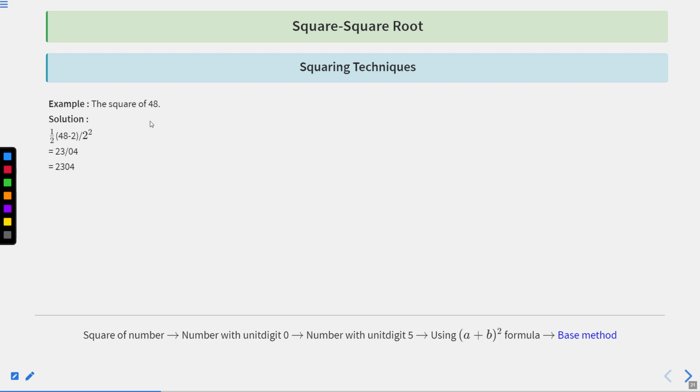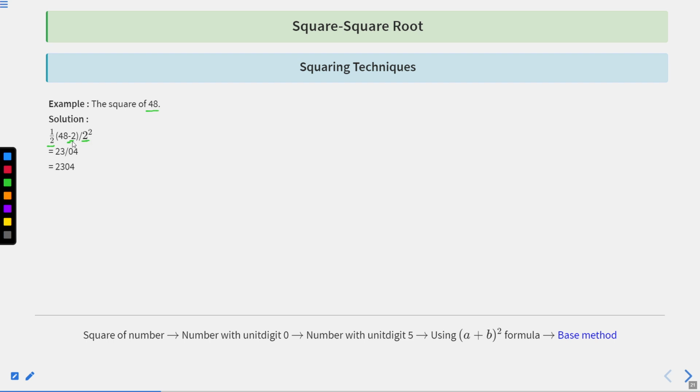Suppose we want to find the square of 48. So 48 is 2 units away from 50, but it is less than 50. So in this case, we are going to use the minus sign. Okay, so we write 48 minus 2. And since here we are using the base 50, we have to put a 1 by 2 along with 48 minus 2. And since the 48 is 2 units away, we are going to write 2 square here.